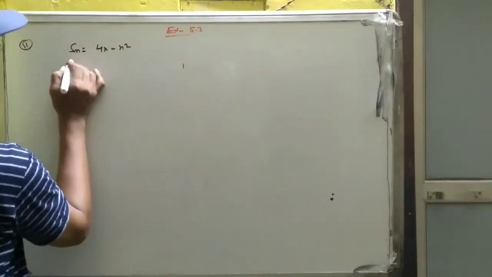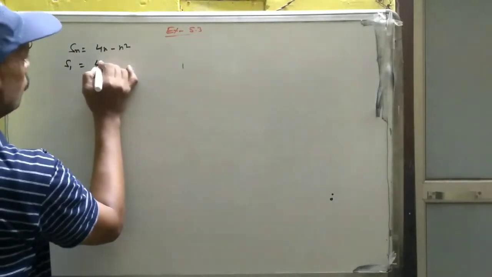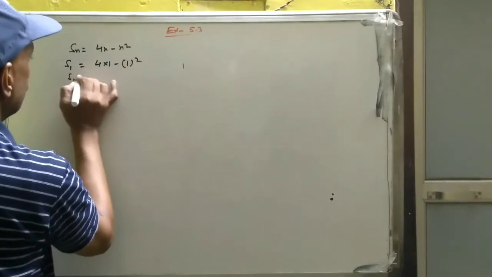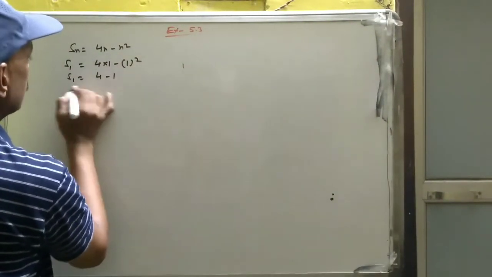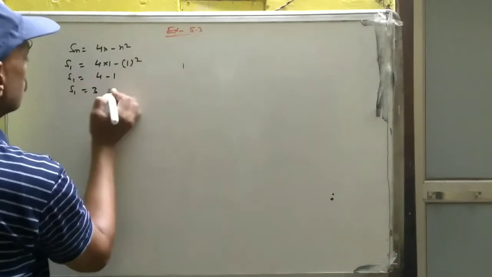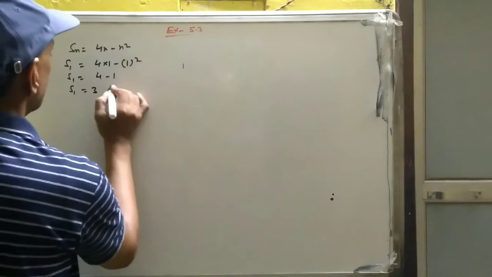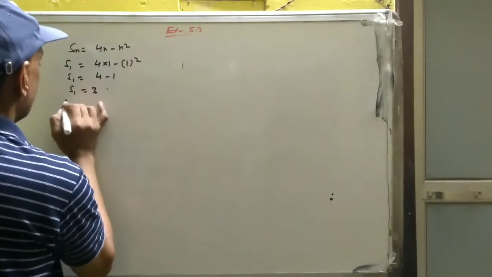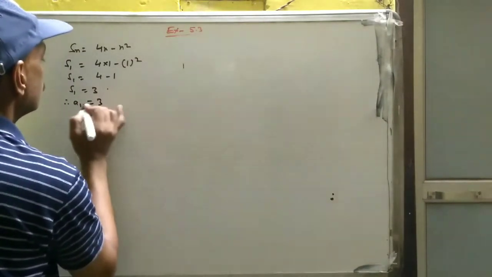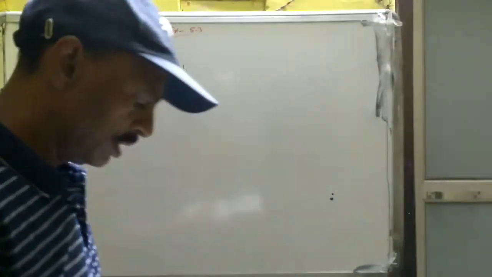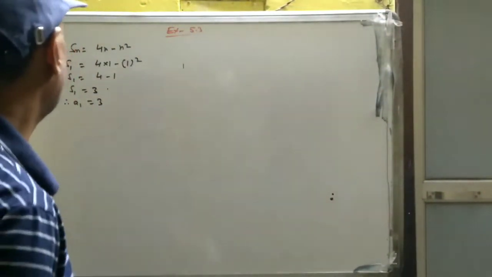So take S1. S1 equal to 4 into 1 minus 1 square. So S1 equal to 4 minus 1. S1 equal to 3. S1 and A1 both are equal. So A1 equal to 3. First term we got. Now we have to find out the sum of first two terms. So at first we will get S2.